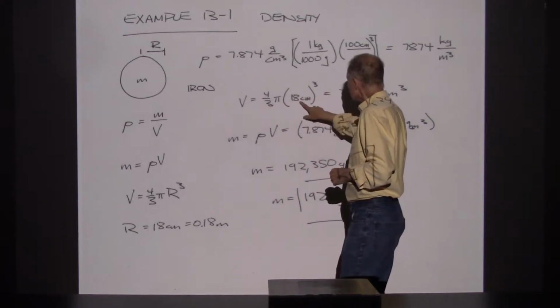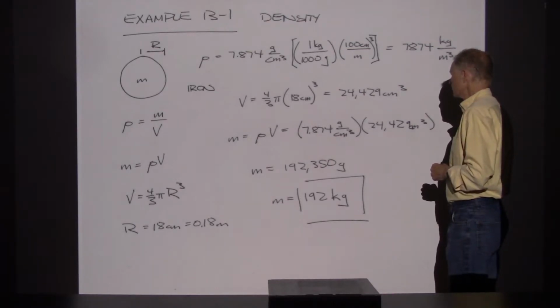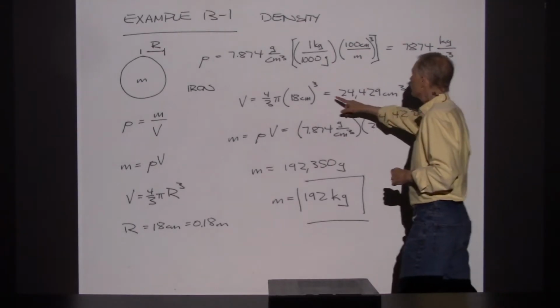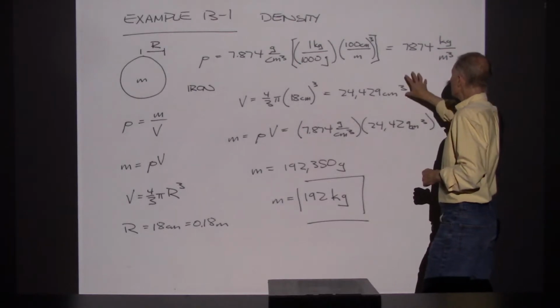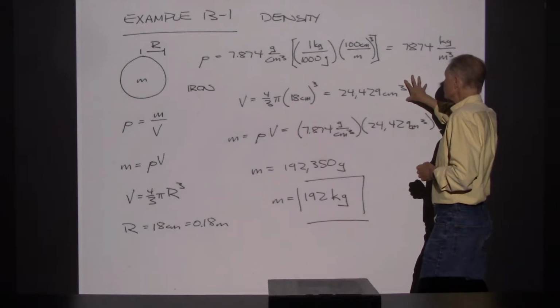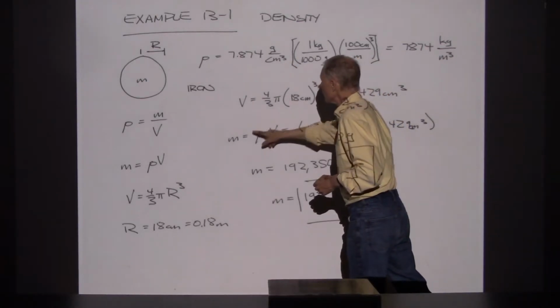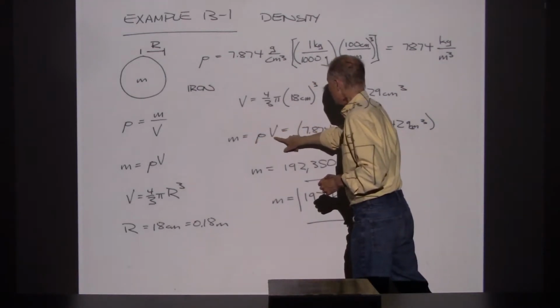Now the 18 centimeters need, oh, I left it as I did. Okay. Anyway, I left the volume in terms of centimeters. So this is 24,429 cubic centimeters. And then I can use this density. Actually, that will work. So when I do the mass, I can do density times volume.